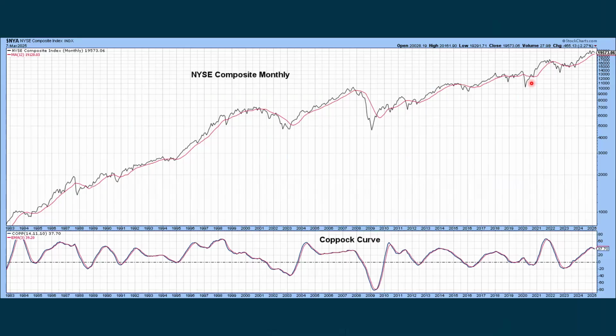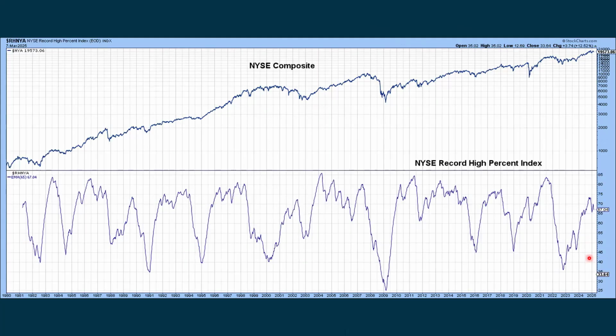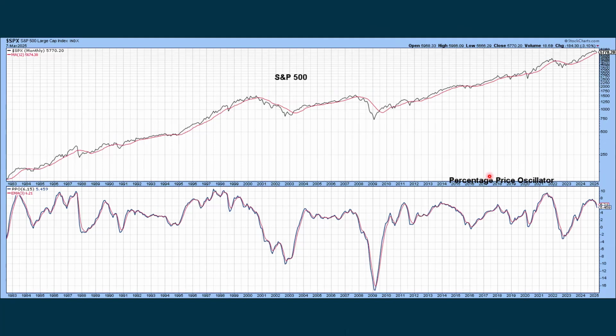Then some long-term charts here. This is a monthly chart of the NYSE. This is still holding up fairly well, but we're seeing some weakness coming in here with the Coppock curve. This is a long-term momentum oscillator since it's a monthly chart. Here's a daily chart of the NYSE where we've been seeing a little bit of weakness, but it's been holding up better when we look at the NYSE record high percent index.